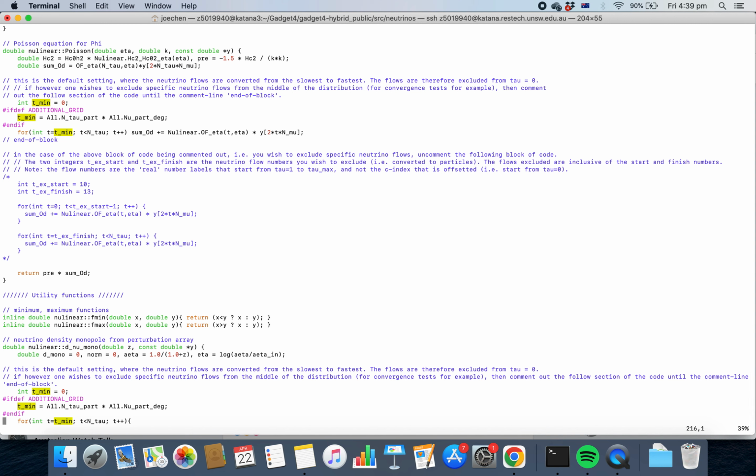Okay, so that's how you exclude particular streams in the multi-flow module for running any kind of test or special scenarios.